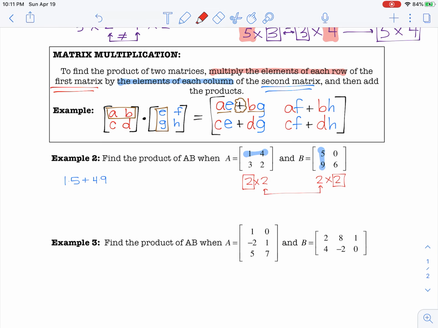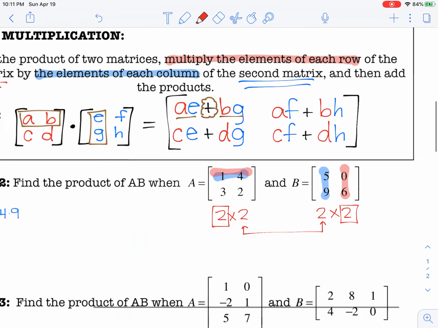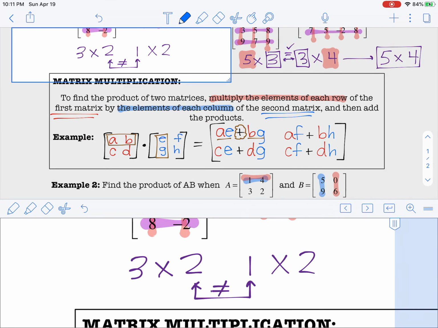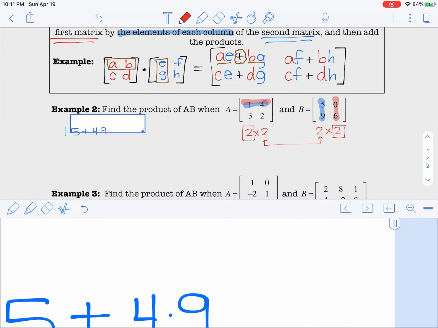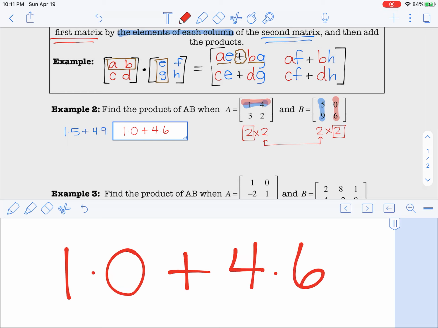So we're going to stick with the first row, but now we're doing the second column. And that will give us the next part of our multiplication. So we're going to take 1 again times 0 plus 4 times 6. So 1 and 0 are the first row and first part of the column. 4 is the second part. 6 is the second part.